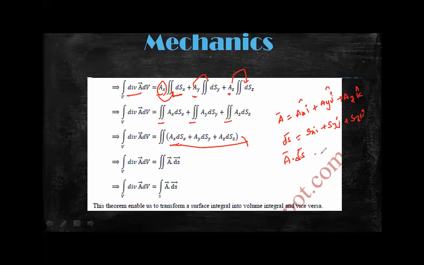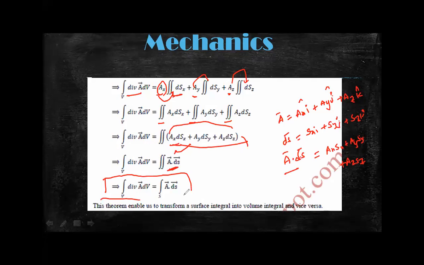Dot product of this: Ax Sx, Ay Sy, Az Sz. Is it clear, sir? So I'm writing that directly here. This entire component I'm writing as A dot dS. Okay. Hence the theorem is proved.